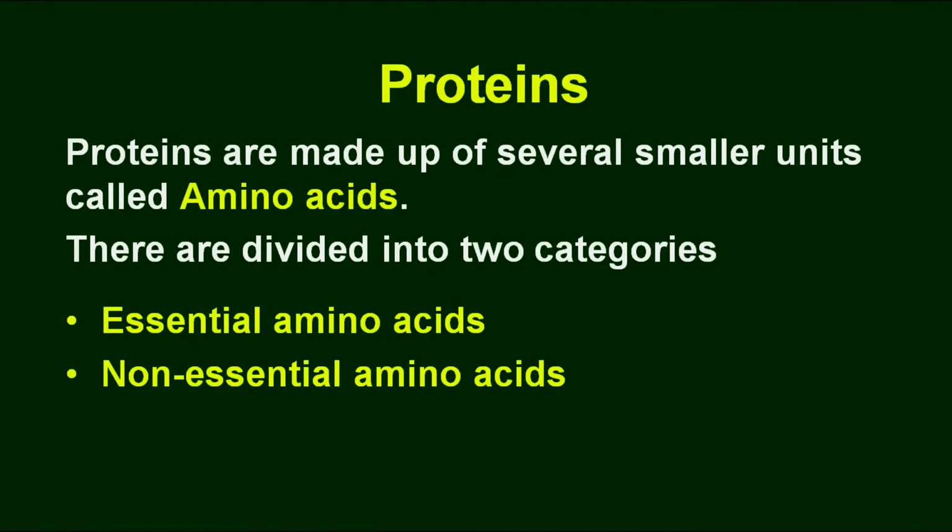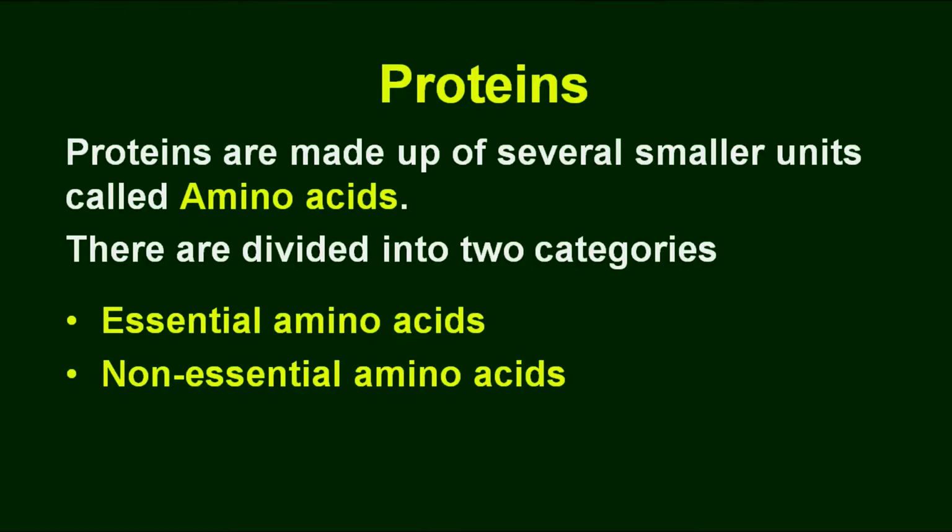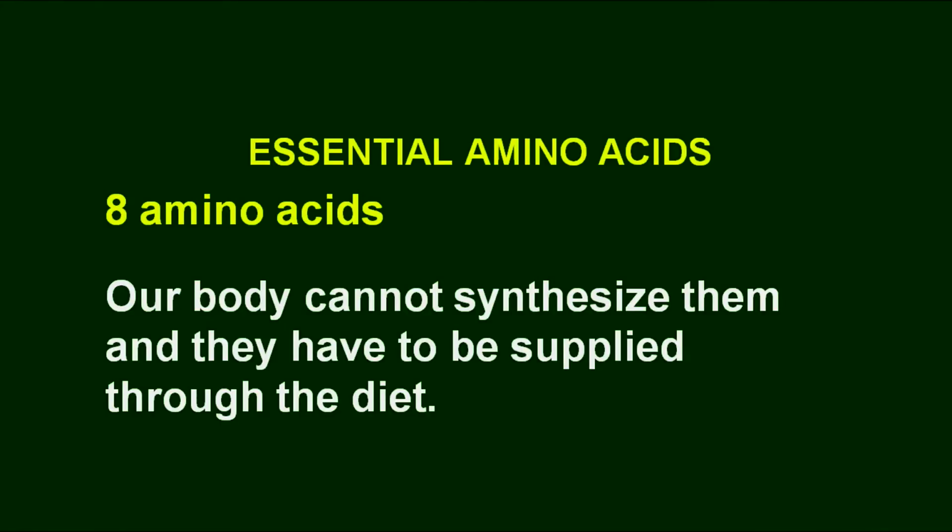Proteins are made up of several smaller units, and these smaller units are called amino acids. They are divided into 2 categories. See, I am dividing each macronutrient into various categories. So, these amino acids can be categorized into 2: essential amino acids and non-essential amino acids. There are 8 amino acids which are categorized as essential amino acids. When we use the word essential, that means they are not synthesized in our body, they have to be supplied from the food.